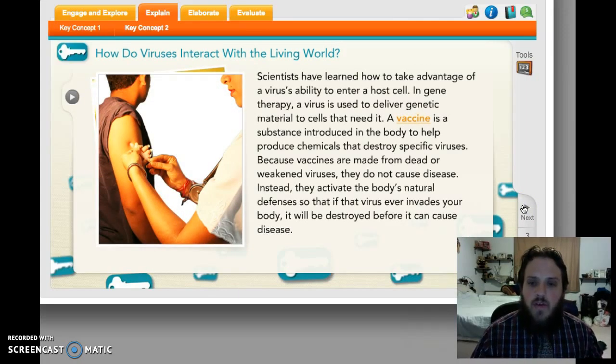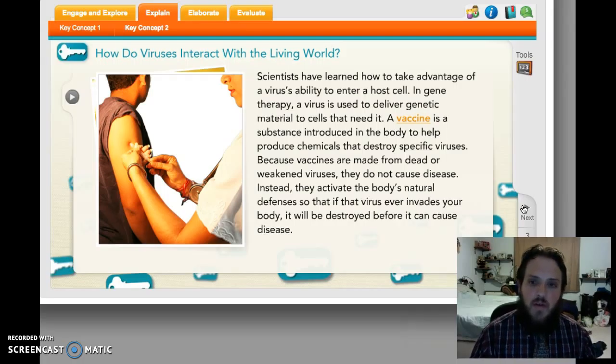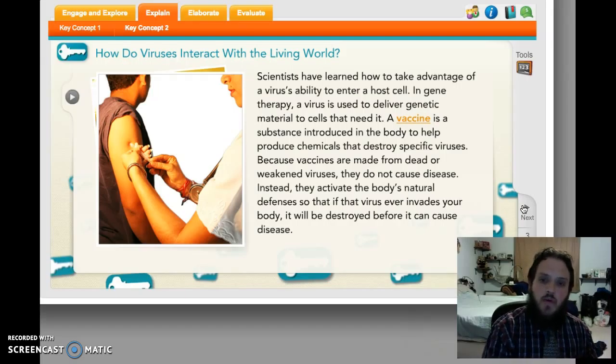Scientists have learned how to use the virus's skills against it. In gene therapy, they oftentimes use a virus to deliver genetic material into cells because viruses go attach to cells and put whatever's in them into the cell. So if scientists control what's inside the virus, they control what DNA goes into the cell.